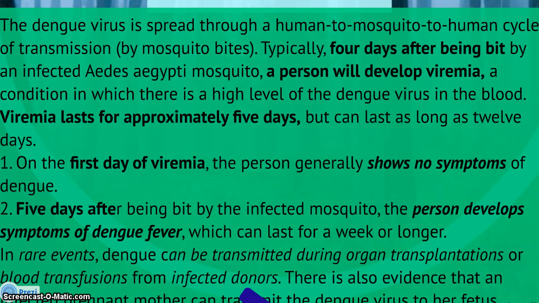Transmission. The dengue virus is spread through a human to mosquito to human cycle of transmission by mosquito bites. Typically 4 days after being bitten by an infected Aedes aegypti mosquito, a person will develop viremia, a condition in which there is a high level of the dengue virus in the blood. Viremia lasts for approximately 5 days, but can last as long as 12 days.